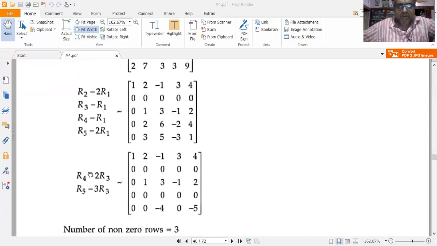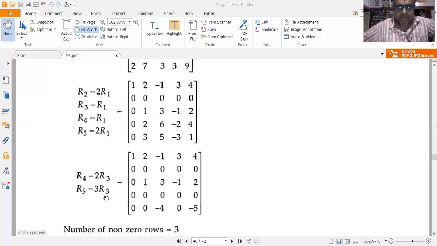Now let me perform R4 minus 2R3 on this matrix, and also R5 minus 3R3. So I get 1, 2, -1, 3, 4, then 0, 0, 0, 0, 0, next 0, 1, 3, -1, 2. After performing R4 minus 2R3, I get 0 minus 2 into 3... so 0, then 2 minus 2 into 1, so I get 0 here. 6 minus 2 into 3, which is 6 minus 6, equal to 0. Minus 2 minus 2 into minus 1, I get 0. 4 minus 2 into 2, I get 0.